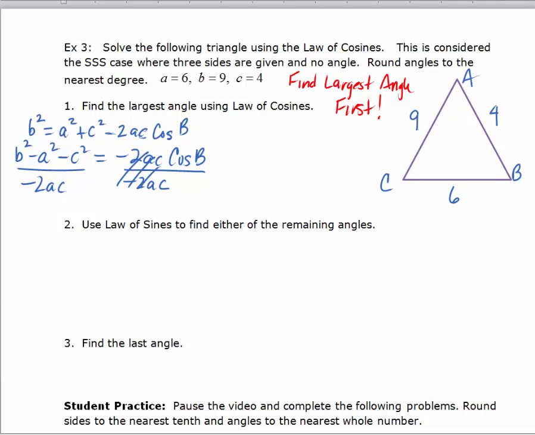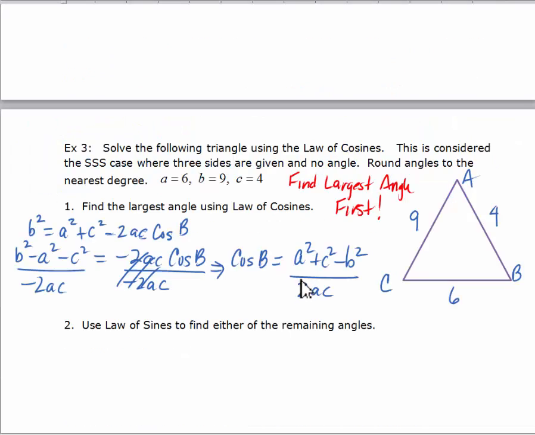This will cancel, and so cosine B is equal to b squared minus a squared minus c squared divided by negative 2ac. If I multiply the numerator and the denominator by negative 1 just to eliminate some of those negative signs, what I end up with is that cosine B is actually equal to a squared plus c squared minus b squared all over 2ac. Now I'm going to use this formula.